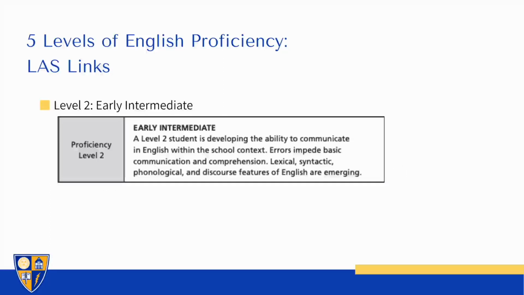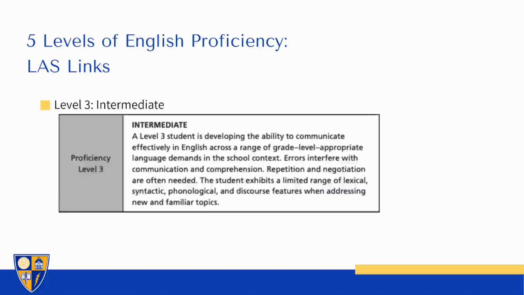Proficiency level number 2, early intermediate, they are developing the ability to communicate within the school context, okay? Errors are going to impede basic communication, so remember that, but they're starting to get there.